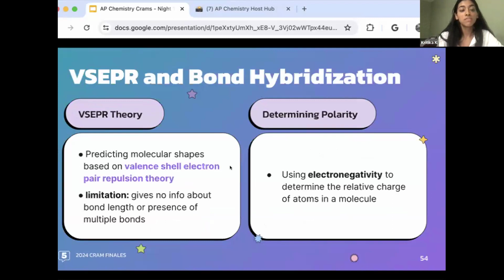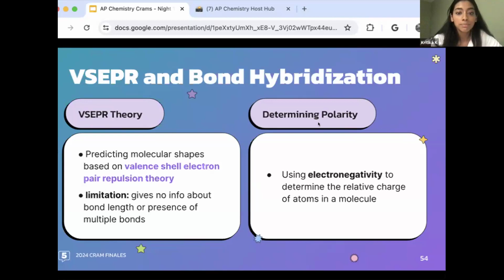Okay. So the VSEPR theory is what we use to predict molecular shapes based on valence shell electron pair repulsion theory. That was a handful. That's why we call it VSEPR. The main point of VSEPR is this valence shell electron repulsion. Knowing that valence shell electrons do repulse each other is what helps us determine what shape a molecule could be. There is a limitation to VSEPR, which is that it doesn't really give us information about bond lengths or the presence of multiple bonds. So it's not going to be 100% accurate, but for our purposes, it is pretty accurate for the molecules that we'll be looking at.